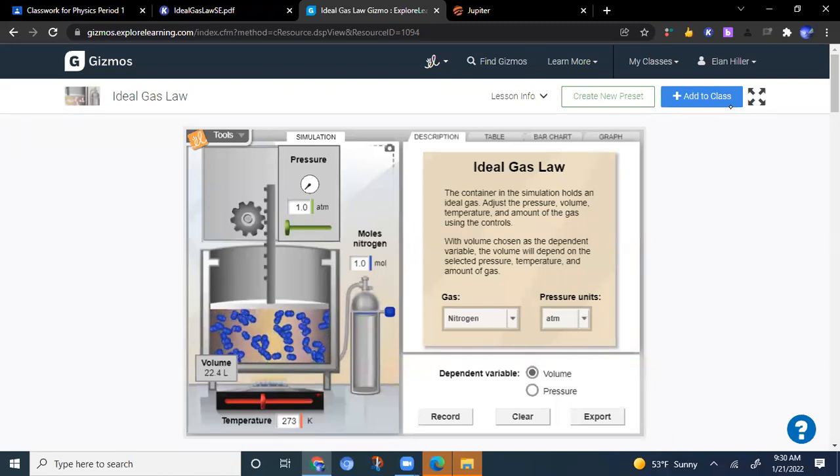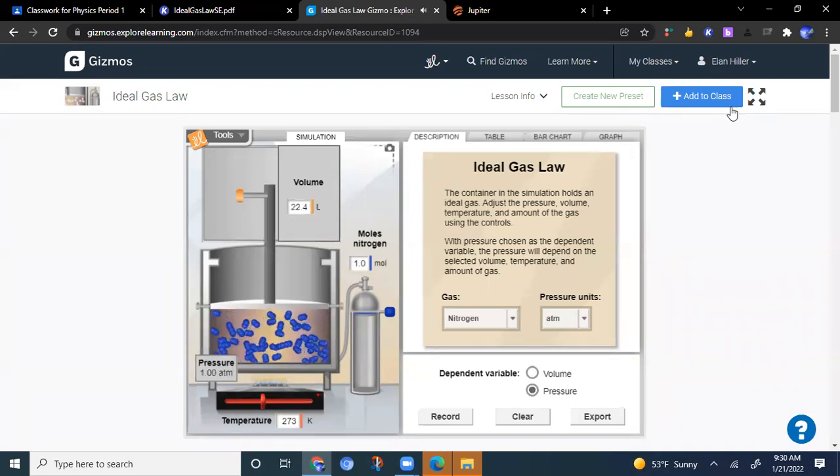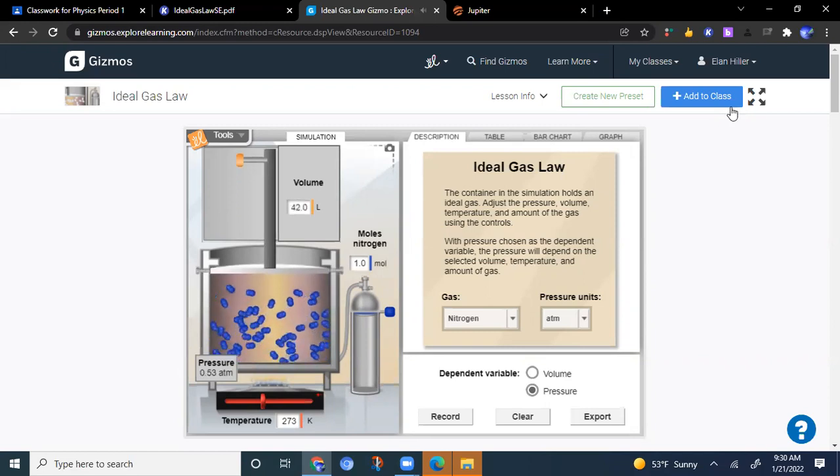Okay, so first things first, what do we do first? Set the dependent variable to pressure. Do that. Then we're going to raise the volume all the way up to 42 liters, right? And the amount of gas stays at 1 mole. So we do all those things. Oh, by the way, put this back on hydrogen. Put it back on hydrogen gas. All right, so we're all set up. We're all ready to go.